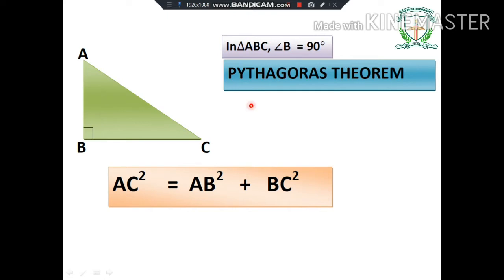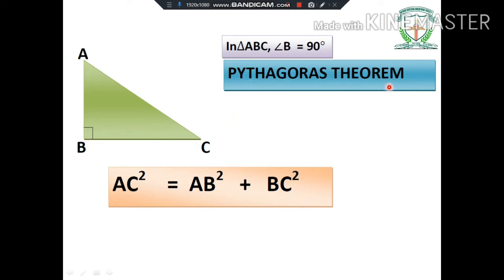In our last class, we have learned about Pythagoras theorem. Let us recall Pythagoras theorem. Now, in triangle ABC, angle B is right angle. AC is hypotenuse. AB and BC are the other two sides of the triangle.